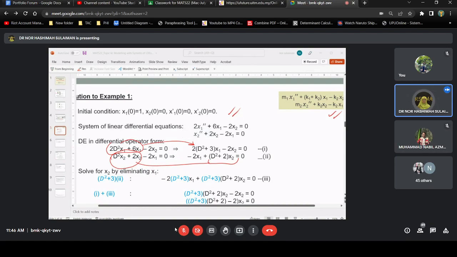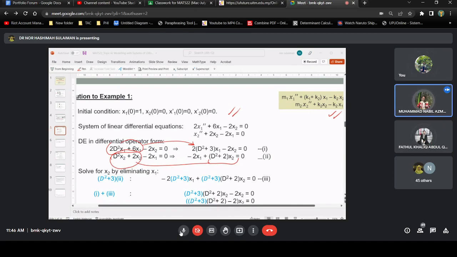Kenapa tak jawab? Tak ada suara. Apa soalan dia tadi? Kita dah tahu x2 kan? Kita nak guna substitution, nak cari x1. Nak masukkan equation yang mana? Equation yang pertama tadi tu ataupun yang kedua?